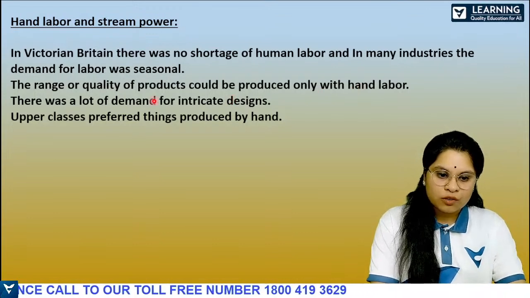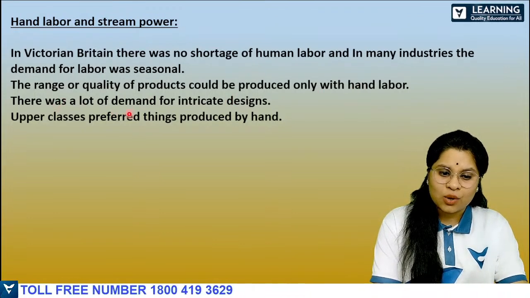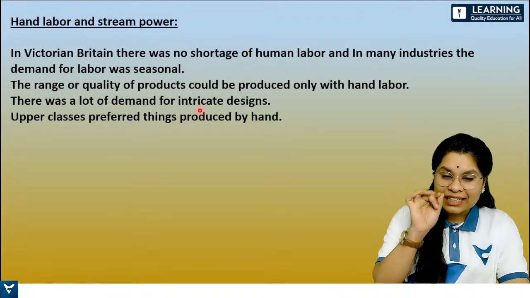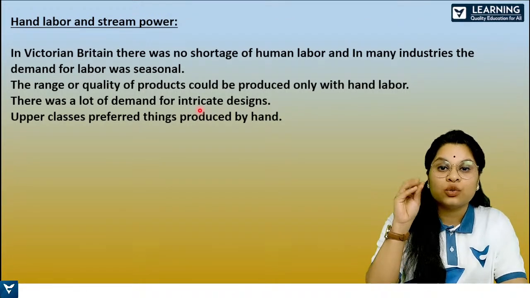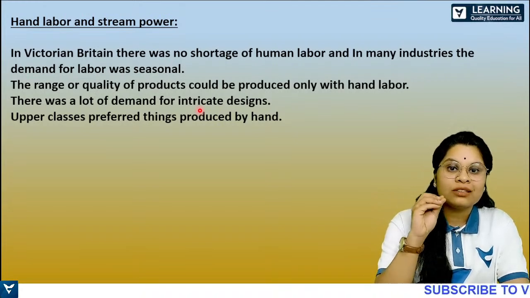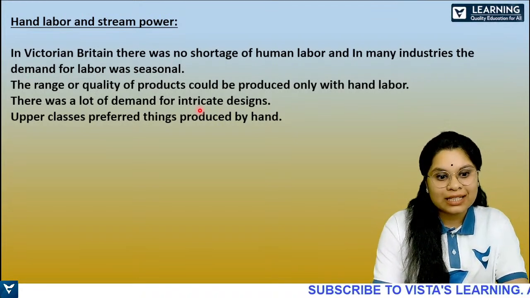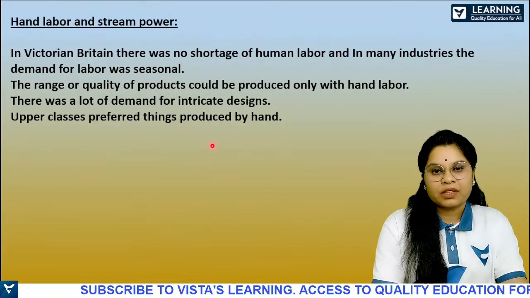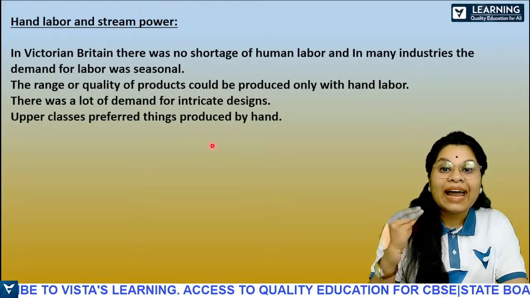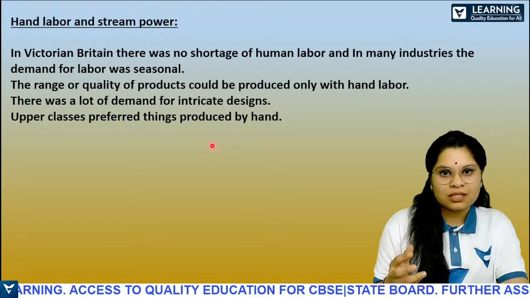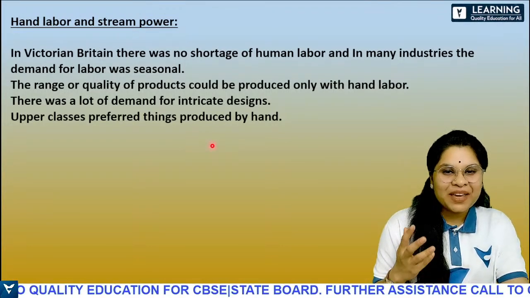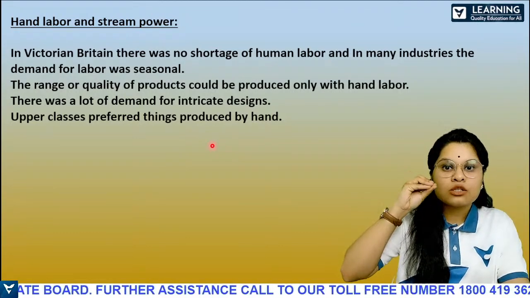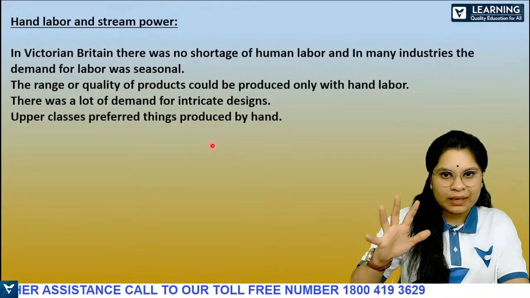Okay, and there was also a lot of demand for intricate designs. Intricate is nothing but very detailed designs which are done through your hands. So most of the demand was for the intricate designs, and upper classes also always preferred the product which is handmade. So all of this again made the industrialization slow or moderate in pace.